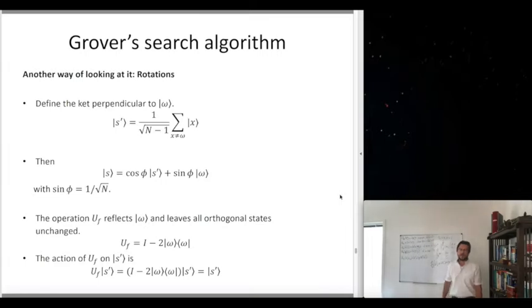So another way of looking at the whole thing is rotations. So we define the ket perpendicular to omega, which is given by that equation that you can see here. And as you know, reflections can be executed via sine and cosine, so trigonometric functions. Here you see the angle. So the phi here represents the angle. So cosine phi of s and sine phi of s of omega gives you the angle of rotation. Okay. And the U_f reflects omega and leaves all orthogonal states unchanged.